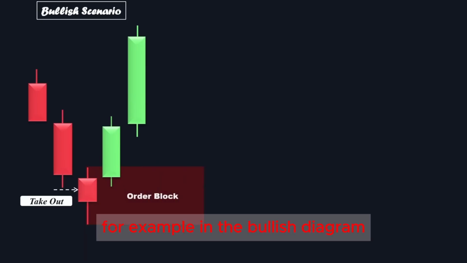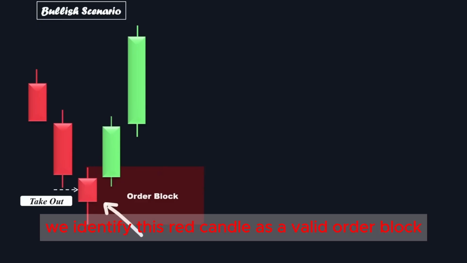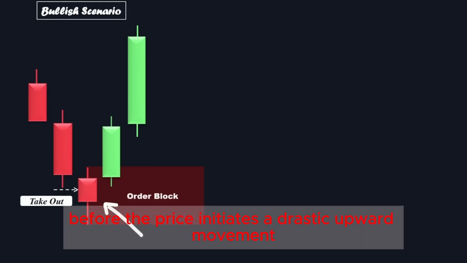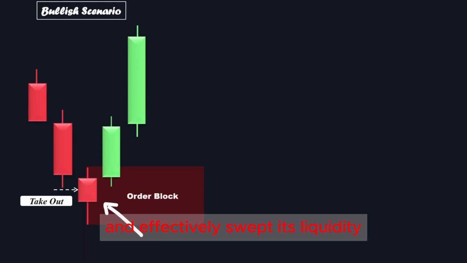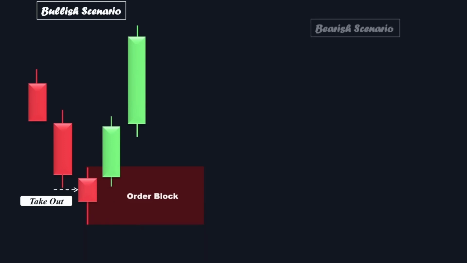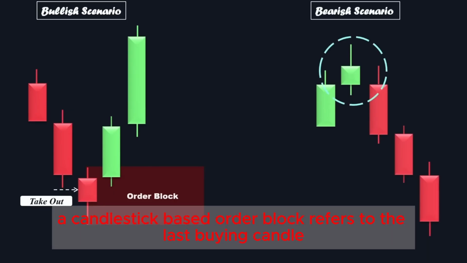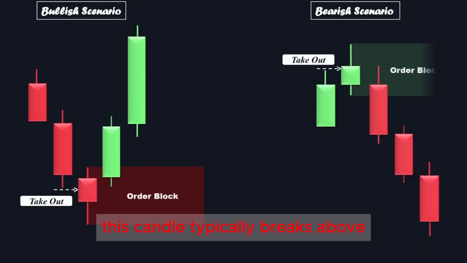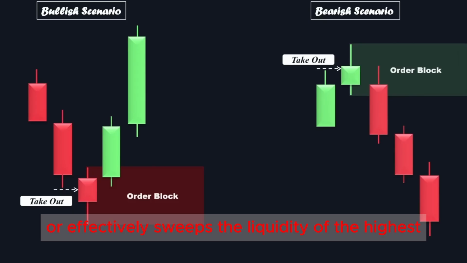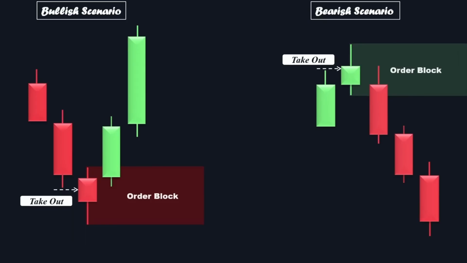For example, in the bullish diagram, we identify this red candle as a valid order block. It serves as the last bearish candle before the price initiates a drastic upward movement, having taken out the lowest point of the previous bearish candle and effectively swept its liquidity. Similarly, in a bearish scenario, a candlestick-based order block refers to the last buying candle before the price starts pushing downside drastically. This candle typically breaks above or effectively sweeps the liquidity of the highest point of the previous candle.